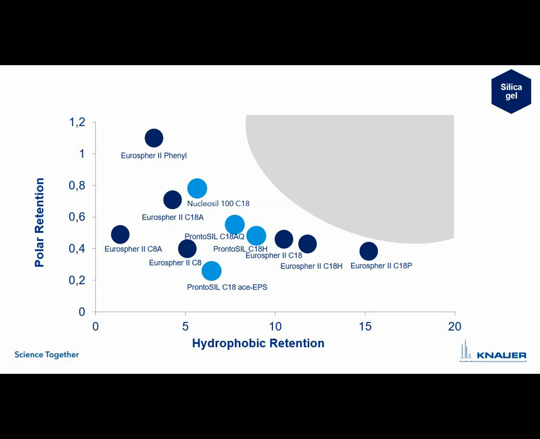Yeah, and I hope this gives you a little idea why there are so many different columns, and especially why in the reversed phase range we have so many different stationary phases on the market. I hope this gave you a good overview.